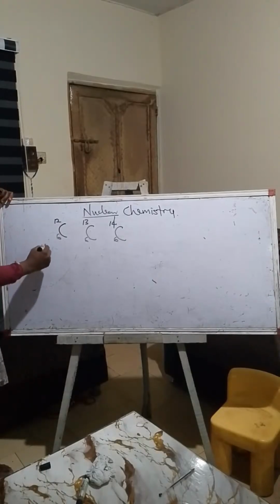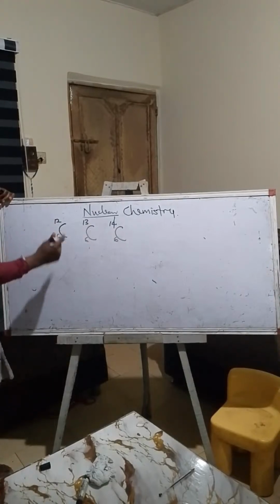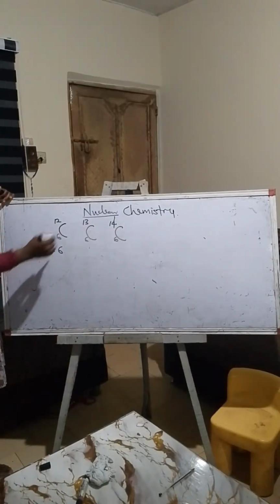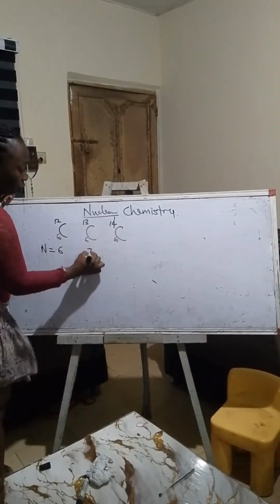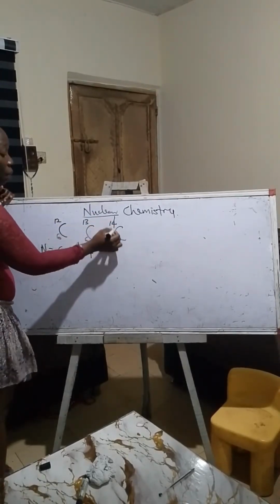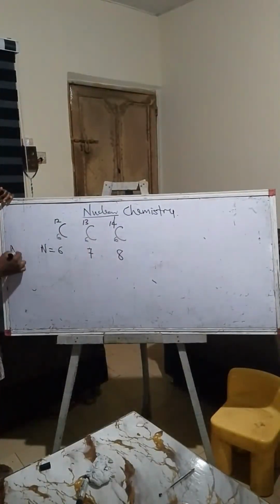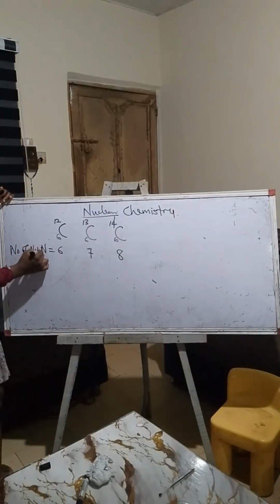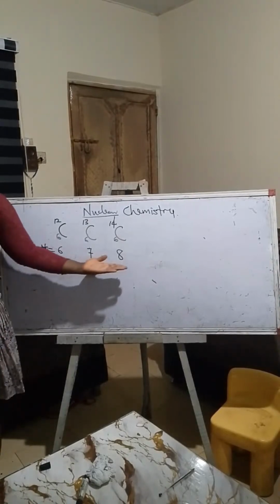So within this, what will be the number of neutrons? The number of neutrons will be, for this particular carbon, 12 minus 6, which gives us 6. That is the number of neutrons. But for this particular one, 13 minus 6 will give us what? 7. That is the number of neutrons for this carbon. Then 14 minus 6 will give us what? 8. That is the number of neutrons for this carbon. So you see that the numbers of neutrons are different.